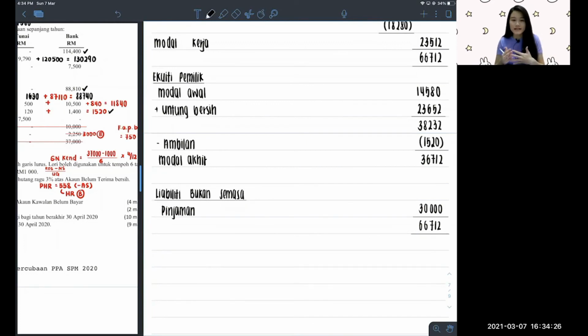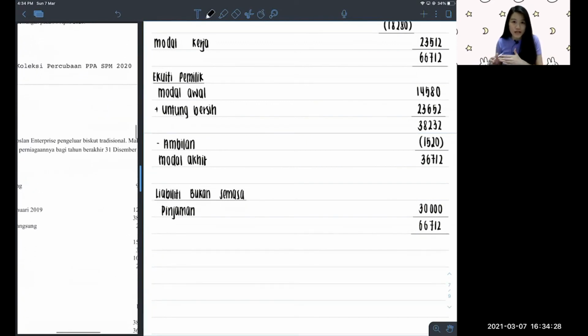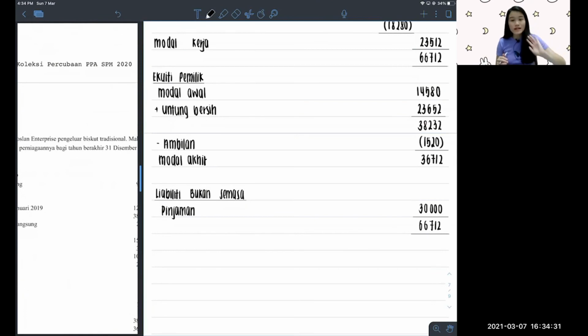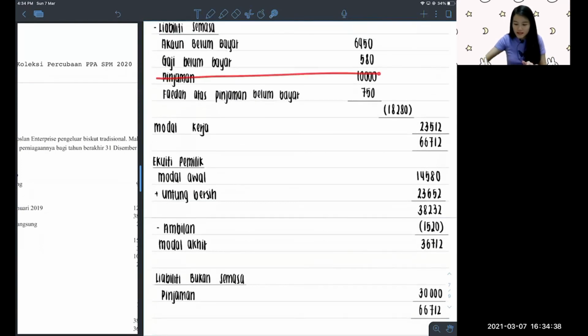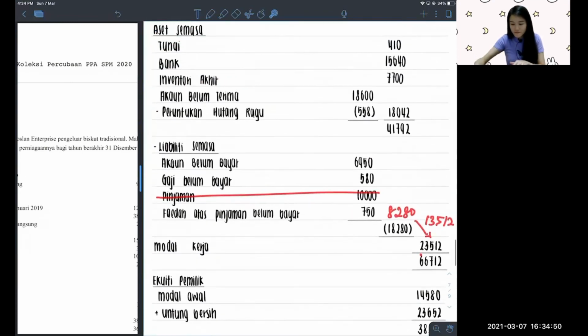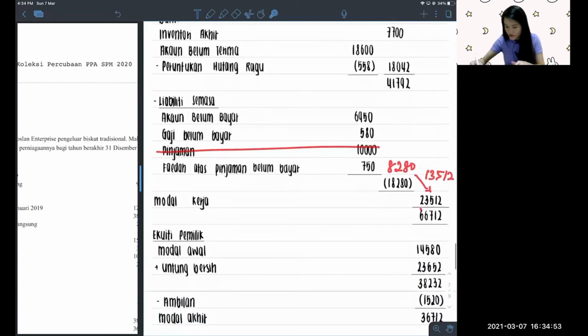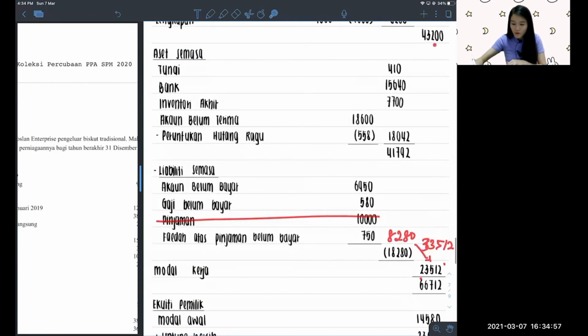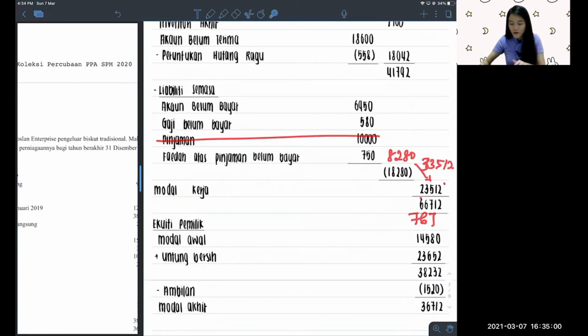So now I want to tell you guys, okay, if you didn't separate your pinjaman just now, what will happen is you can still balance, but your answer with the answer scheme is different. Because you see, just now here, if without this pinjaman, I will get 8,280. And as I move over, here will be 13,512, which when you add together, it's 33,000. You add together with the upper part, what you will get is 76,712.